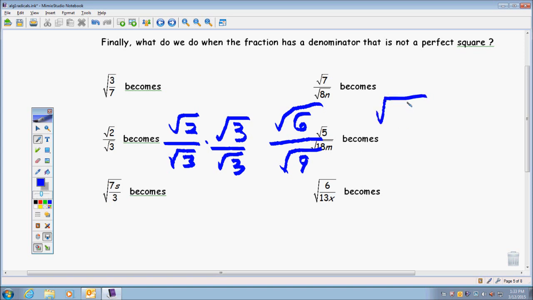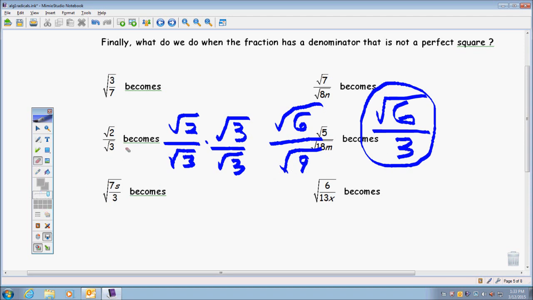So you have radical 6 over 3. That's 3. Radical 9 is 3. And you're done. And once again, you cannot divide that. You're done. See, there's no radical in the denominator. That's our goal here: no radical in the denominator. Okay, stay with me on this.